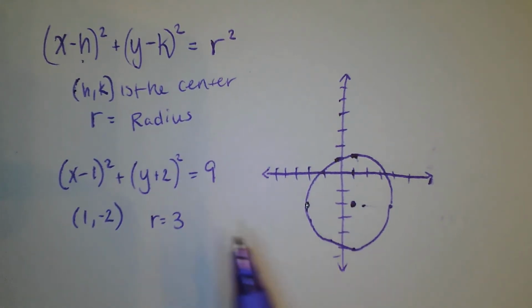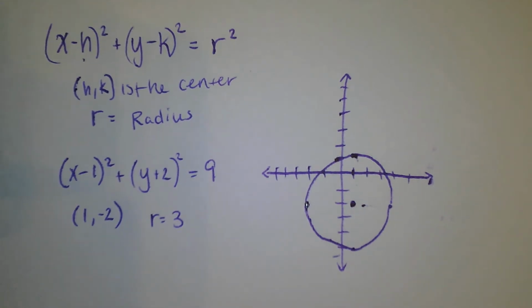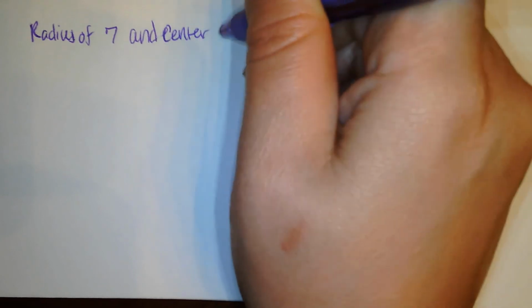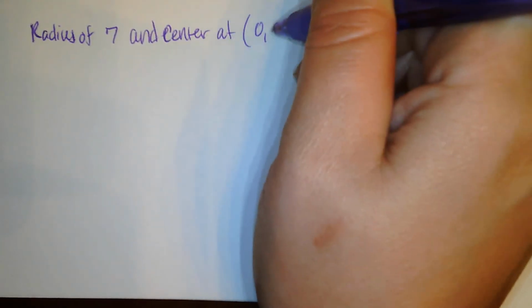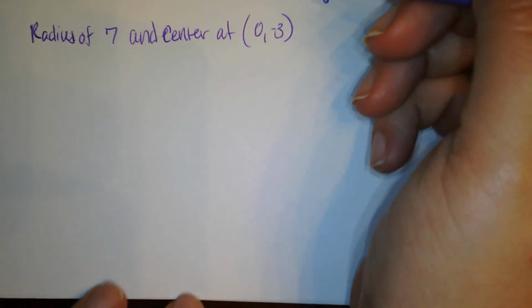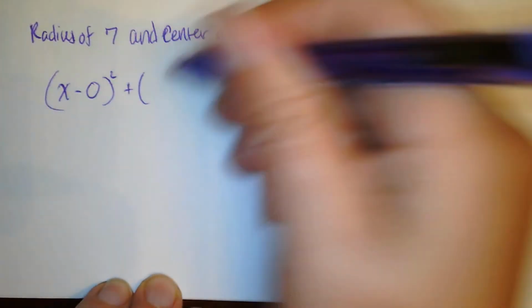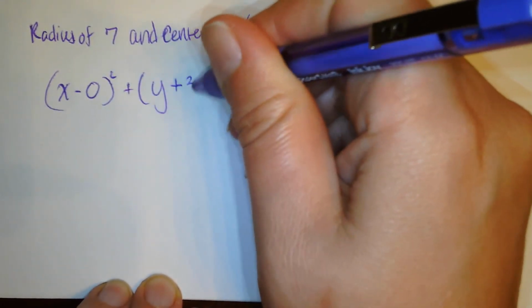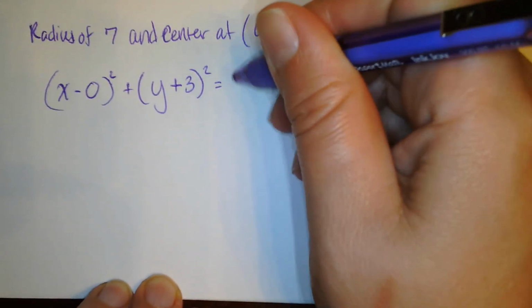All right, so let me do another one. You are being told that you have a circle with a radius of 7 and center at (0, -3). What would be the formula for that? So we just go and plug that in. (x minus 0) squared plus (y minus -3) squared equals 7 squared.